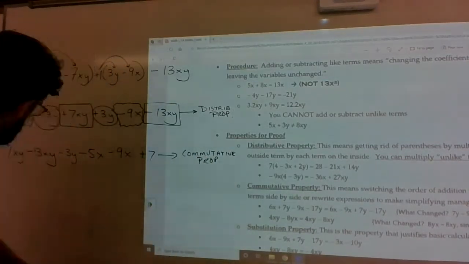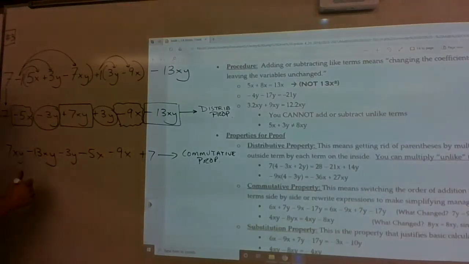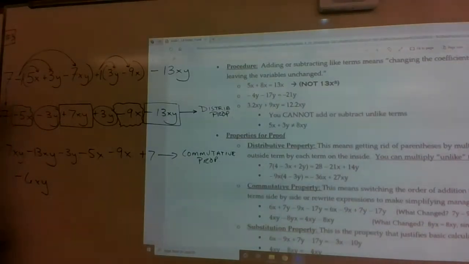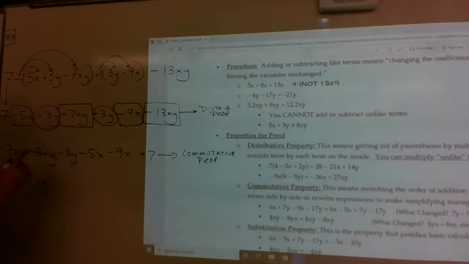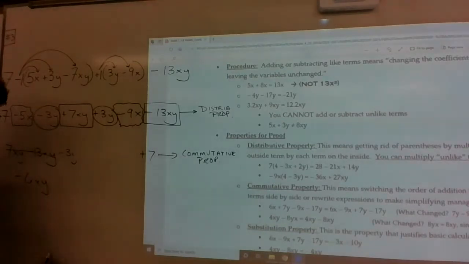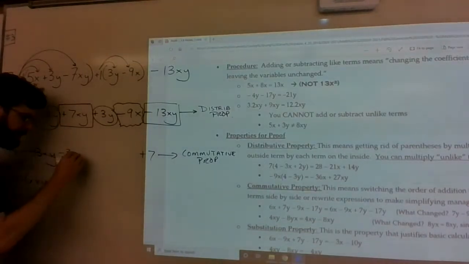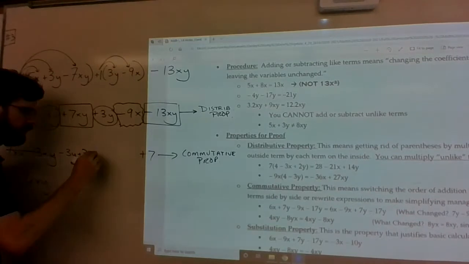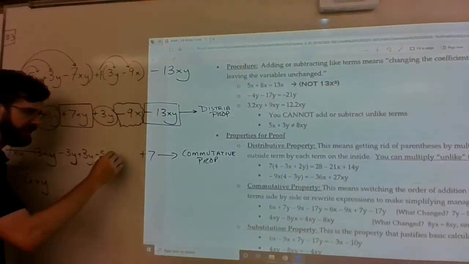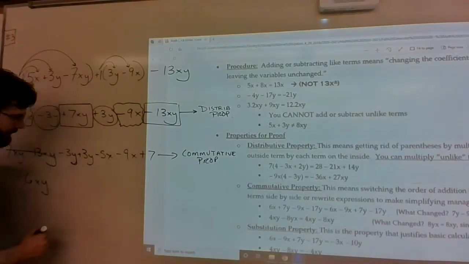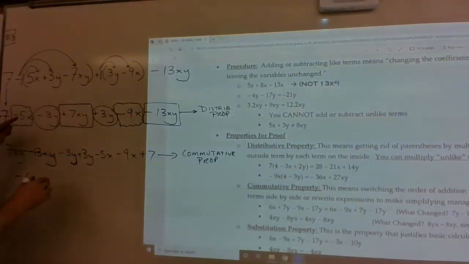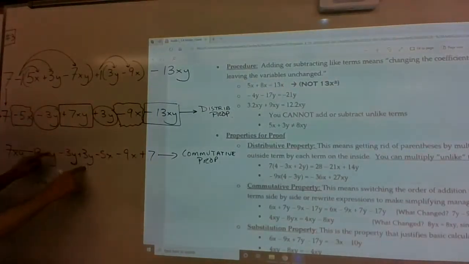Now we compute. 7 minus 13 is negative 6xy. So this is gone. Oh, I'm sorry. I forgot to put the plus 3y here. My apologies. After so many hours in a day, you're going to start making mistakes, right? So the negative 3y here and the positive 3y here are side by side. Negative 3 plus 3 is 0y.